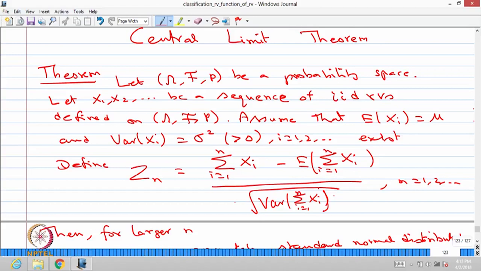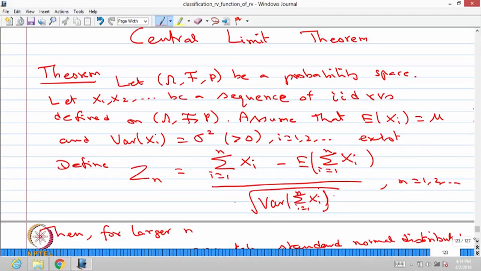So whatever the means mu i's are, you add all the mu i's, find the summation of mu i's, and that is going to be the expectation. In this theorem, when they are identical, it becomes n times mu. If they are not identical, then it becomes mu 1 plus mu 2 plus so on up to mu n. Similarly, the denominator here is square root of n sigma, but if they are not identical, then you will have sigma 1 square plus sigma 2 square and so on, square root of that.